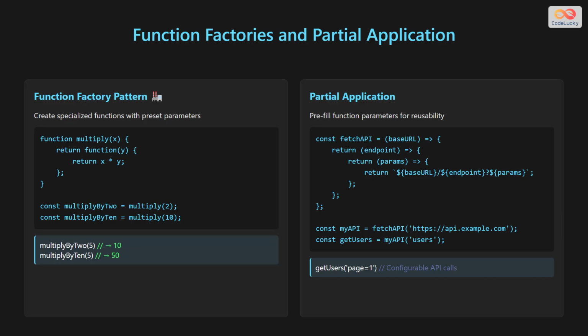Another use case is when we want to create functions that perform an API request. We can have the base URL as a pre-filled parameter, and the other parameters such as endpoint and query parameters can be configured later.